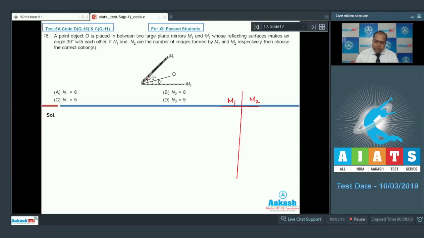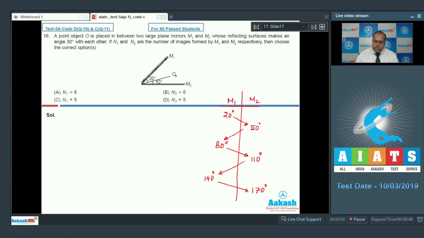The first image formed by mirror M1 is at an angle of 20 degrees. Then M2 makes an image of this image, which is at an angle of 50 degrees. Then M1 makes the image of this image, which is at an angle of 80 degrees from M1. Then M2, it is at an angle of 110 degrees. For M1, it is at an angle of 140 degrees. And then for M2, it is at an angle of 170 degrees.